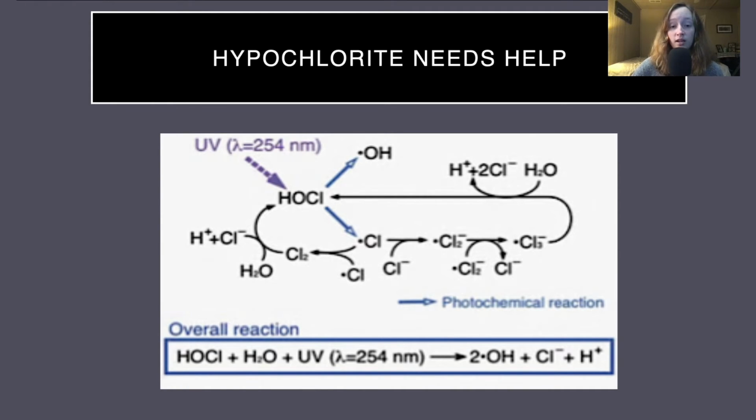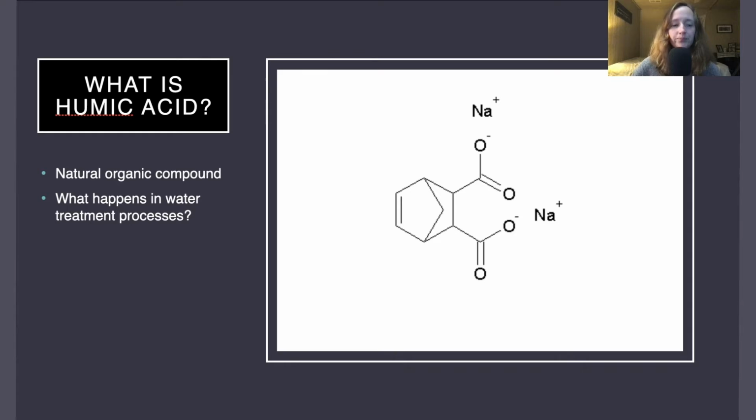And so when you shine UV light on hypochlorous acid at the right wavelength, it actually does break off into the two radicals that you need. The hydroxyl radical is what can attack the organics at that point.